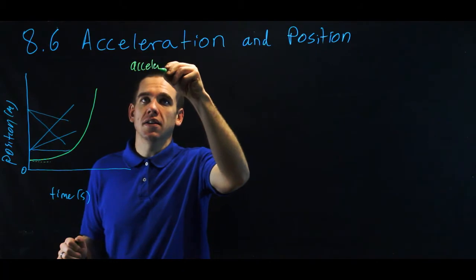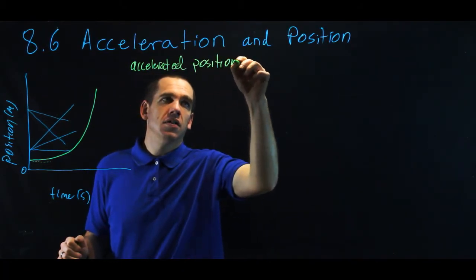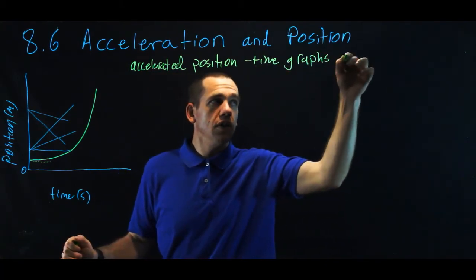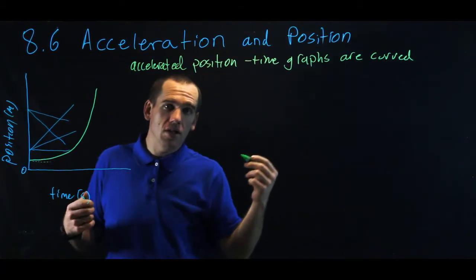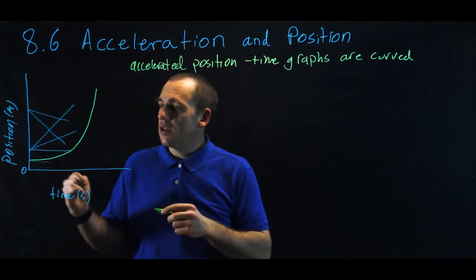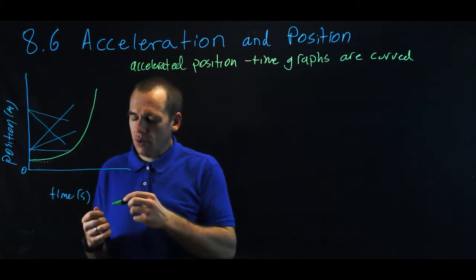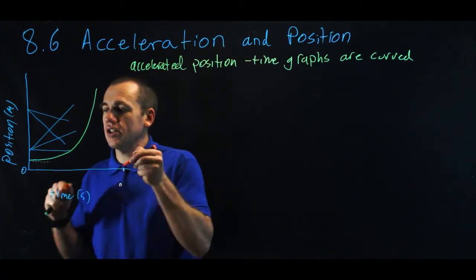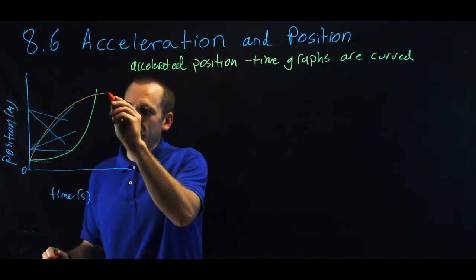Accelerated position graphs are curved, and changing how they're curved changes if they're speeding up or slowing down. So this green line shows it's speeding up, moving away. But it could also slow down, move away, if I had a line that was curved the other direction. Still has to move away, so the position still has to increase, but this time that line gets flatter.